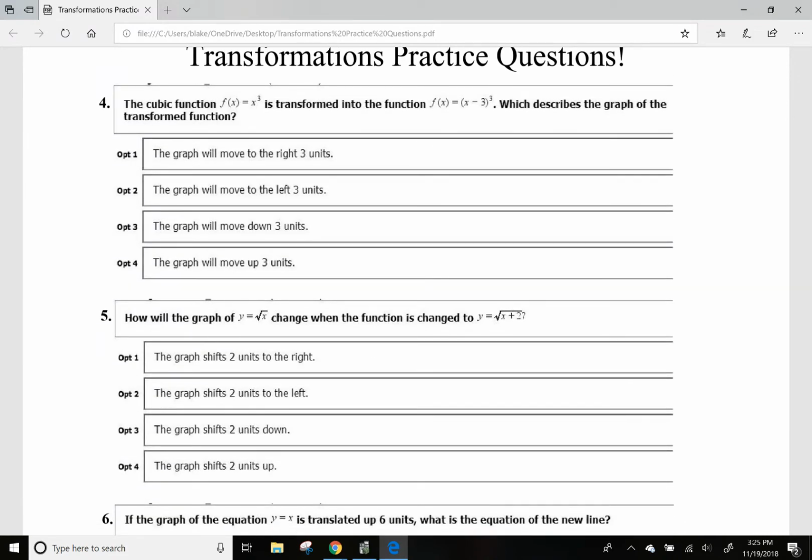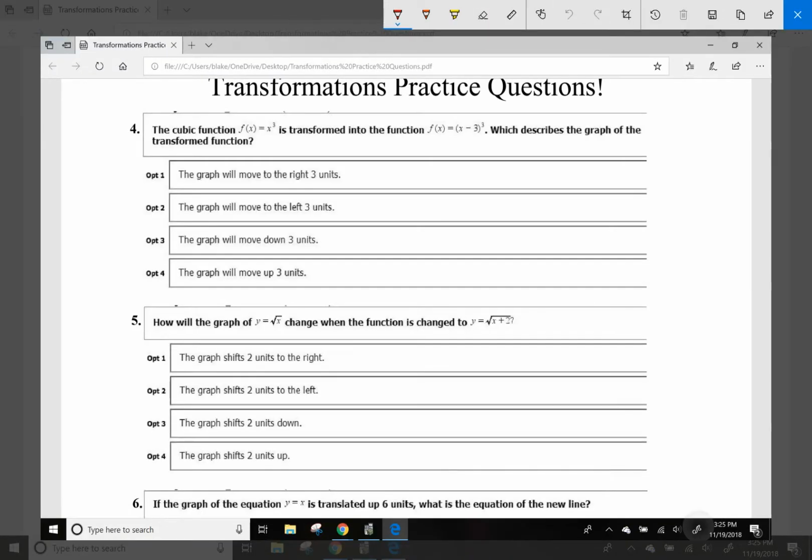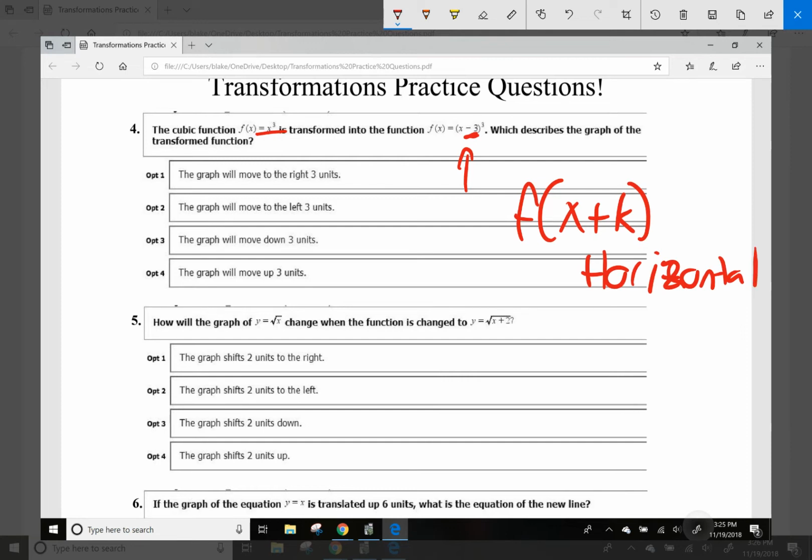All right, so number 4 is basically the same kind of question. Notice a distinct difference between the original function, which is just x to the third, and this one, which is x minus 3 to the third. So clearly point out what's different. What's different is this minus 3 here, and notice where it is. It's inside parentheses, so that tells me it's a horizontal shift, either left or right. Now remember, minus means right and plus means left. So because it's minus 3, it would be right 3, which tells me it is option 1.